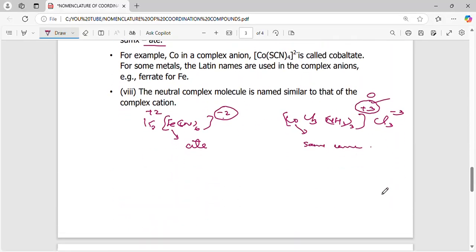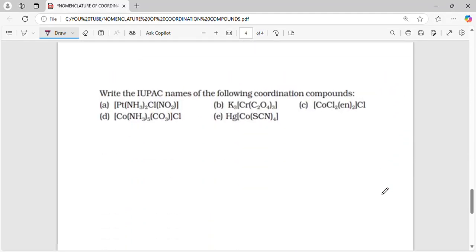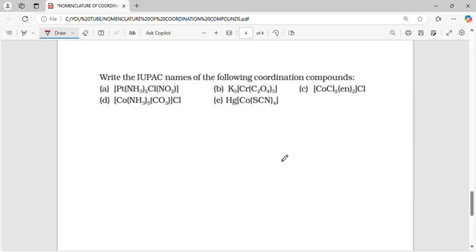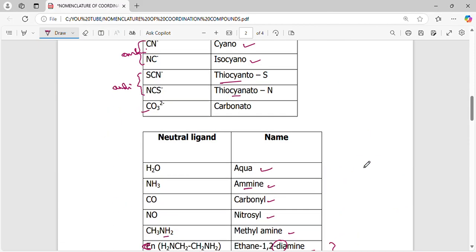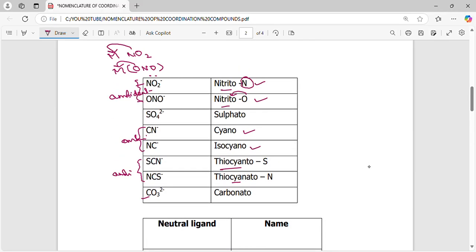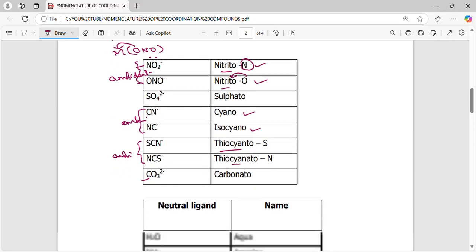So I'll tell you some of the examples. I'll show you some examples of how to write the names of these coordination compounds. Let's discuss some examples. In the first question, [Pt(NH3)2Cl(NO2)]. There is no counter ion and there is no charge on the coordination sphere also. So the charge is 0. NO2 is -1. You can refer to the table for that. I'll show you. NO2, so you see NO2 minus. NO2 minus represents -1.